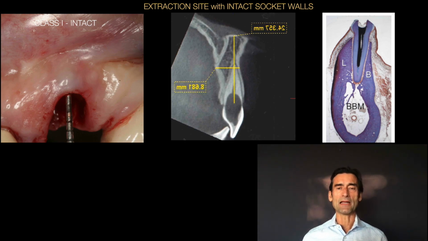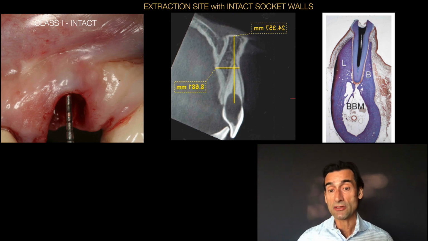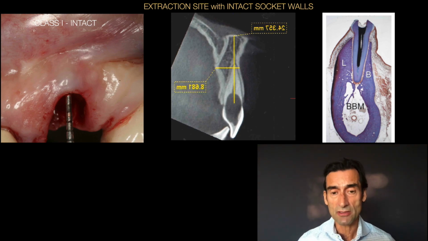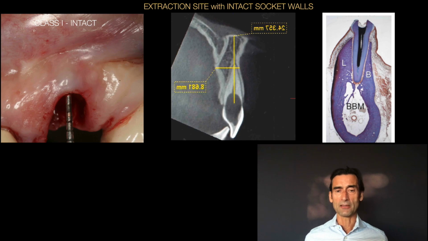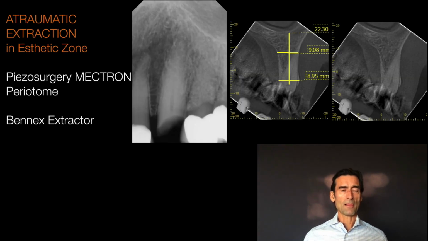So this would be an ideal case if I wanted to do either an immediate implant with a socket graft, or if I'm a little bit more conservative, I can just do a socket graft with a soft tissue seal on top. So this is kind of really an ideal case for an immediate implant. So how do I remove roots carefully? Well, I'm a big supporter of the atraumatic extraction.